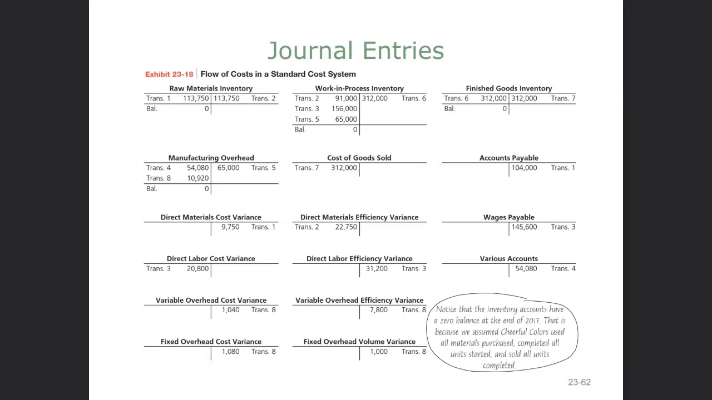Notice that the inventory accounts have a 0 balance at the end. That's because we assumed that this company used all the materials that they purchased and completed all the units that they started and sold all the units that they completed. So that's why they have a 0 balance.